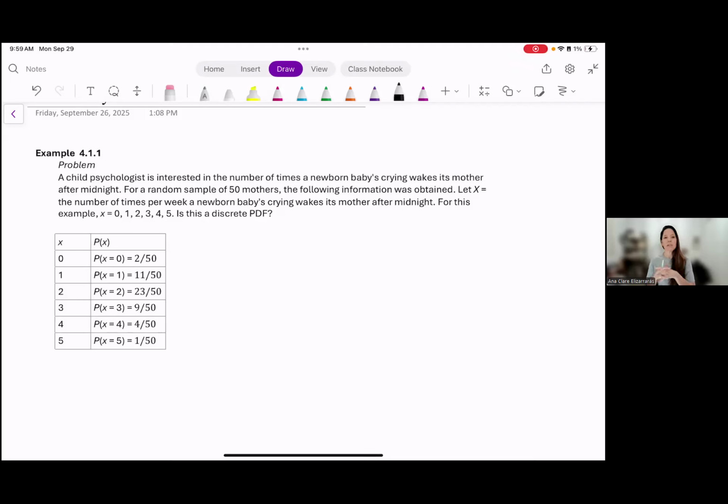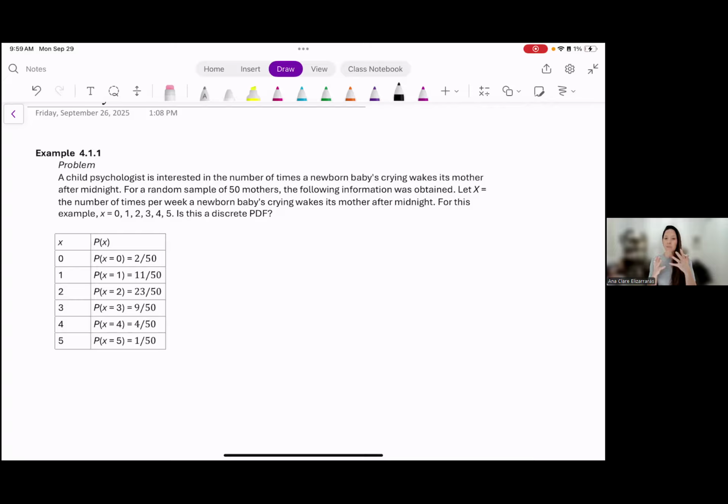And then once we know we have a valid probability distribution function, which we abbreviate PDF, then we can calculate probabilities. For instance, this problem says a child psychologist is interested in the number of times a newborn baby's crying wakes its mother after midnight. And for a random sample of 50 mothers, the following information was obtained.